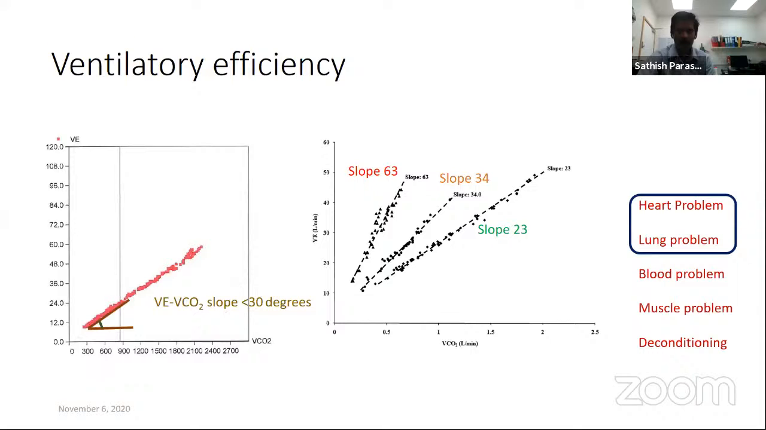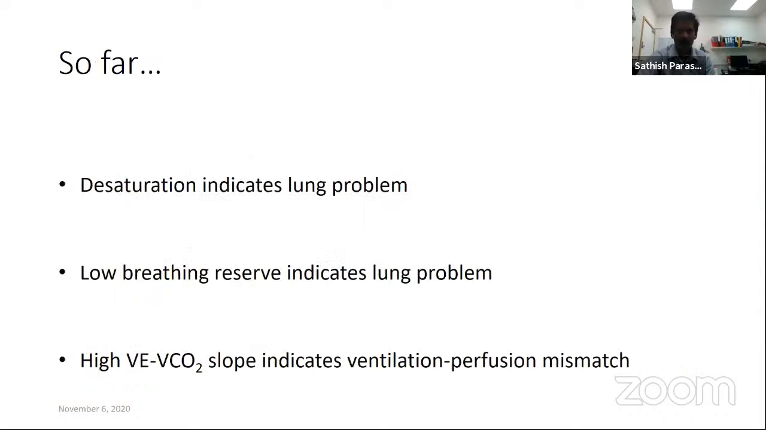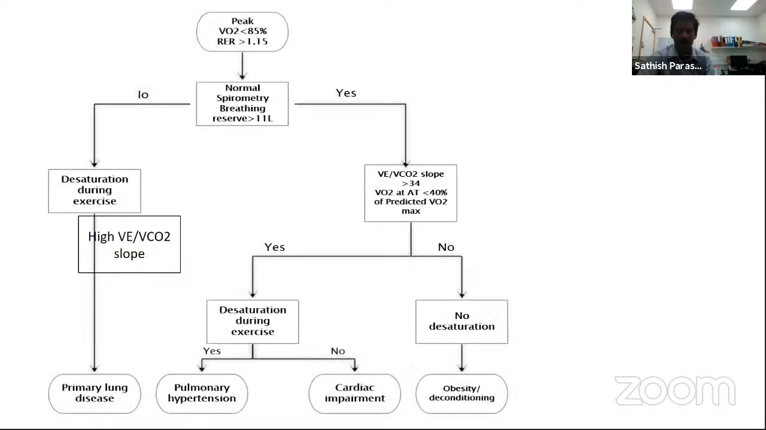So usually it indicates a heart or a lung problem. Desaturation indicates a lung problem. A low breathing reserve indicates a lung problem. A high VE/VCO2 slope indicates ventilation perfusion mismatch during exercise.